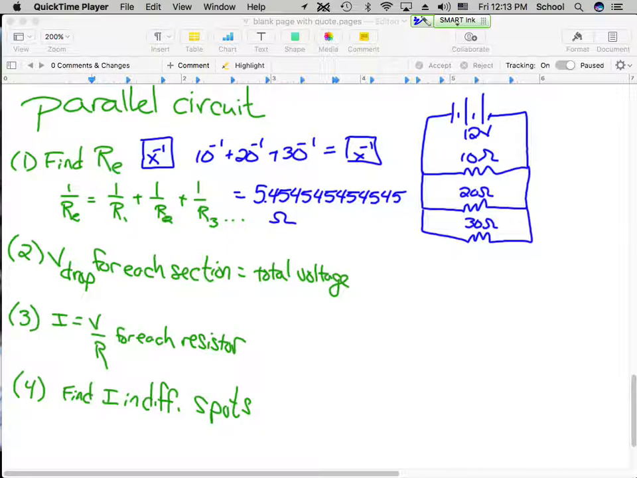Again, technically, electricity doesn't like to round at all, but obviously you have to round at some point. Okay, now, the voltage drop. How much voltage am I going to lose when I go across the 10 ohm resistor? All of it. Every time I complete the circuit and come back to the battery, I have lost all the voltage. So going across 10, I lost 12. Going across 20, I lost 12. Going across 30, I lost 12. So for all three of them, the voltage drop was 12 volts.